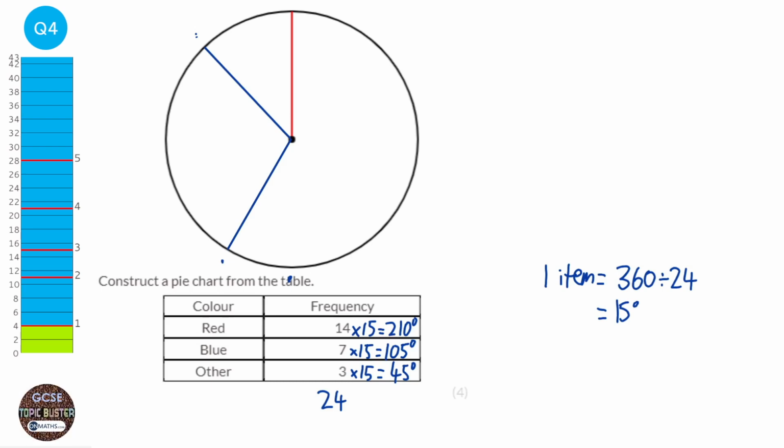Perfect. Now, an important step to not miss is you need to label them. And so the first one is red, the second one is blue, and then the final one is other.